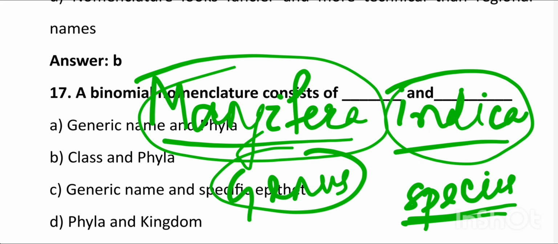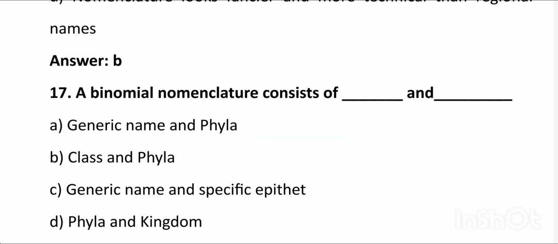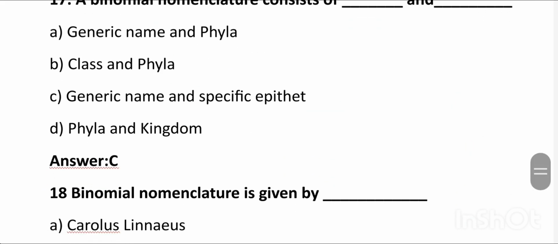The Mangifera, the genus, should be started with a capital letter, and species name should be started with a small letter. So in binomial nomenclature, the botanical name or scientific name of any species consists of a generic name and a specific epithet. So here the answer is option C.